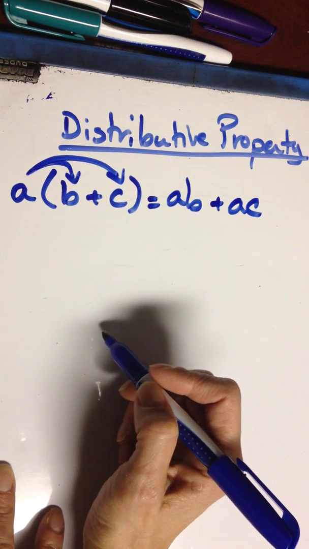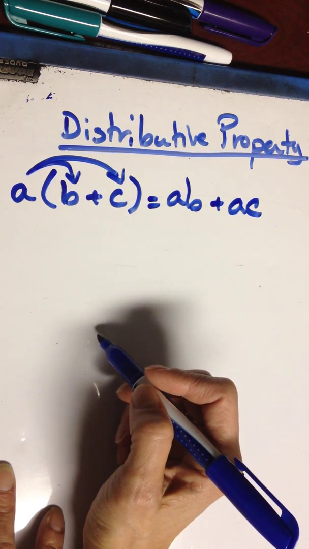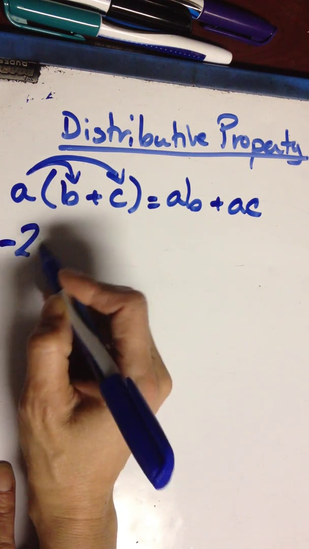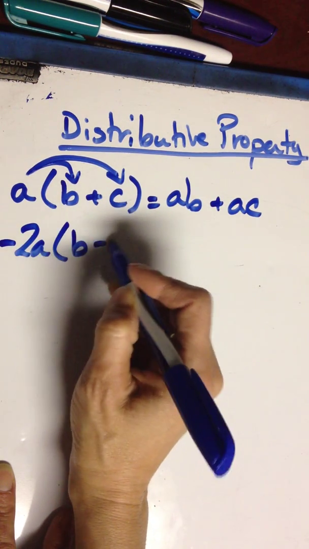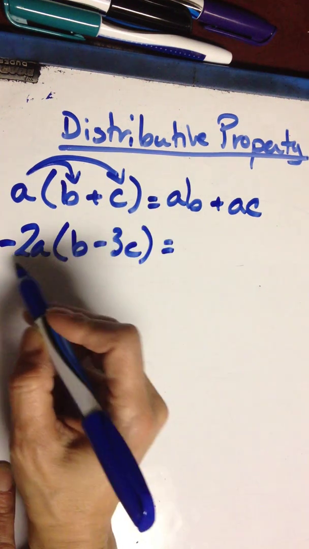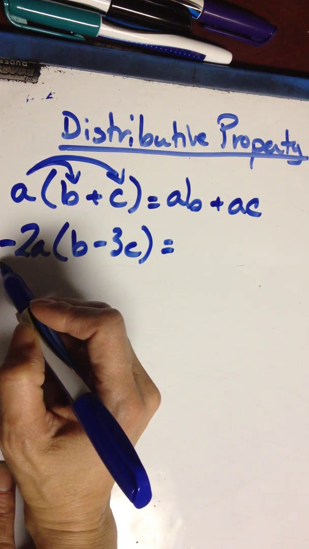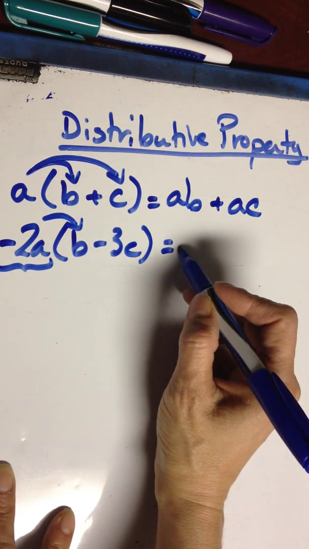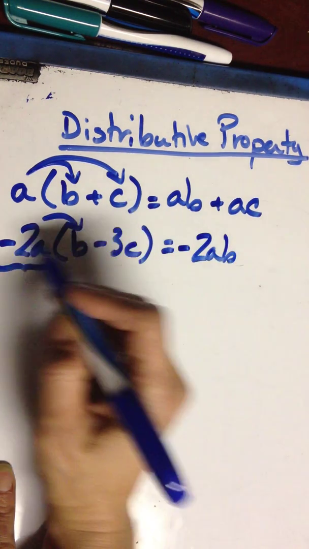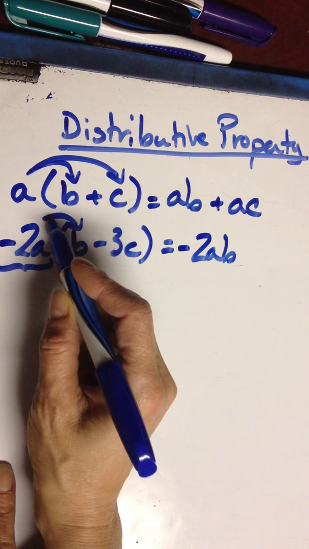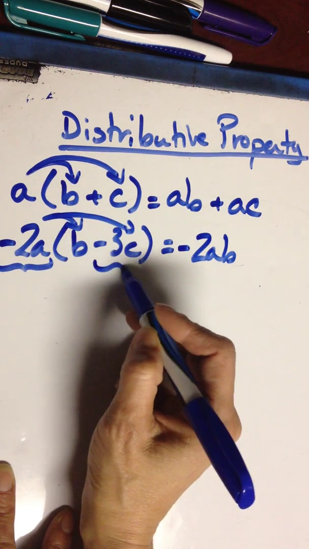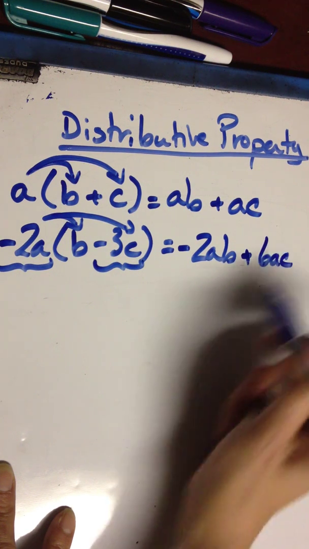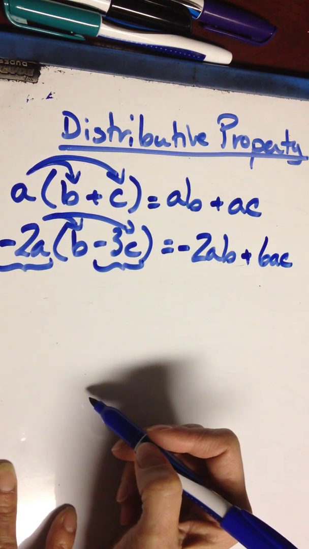What you have to remember is the signs. That is very important. This is where most students will make mistakes. For example, if I have negative 2A and then in bracket B minus 3C, I have to remember that I'm multiplying this term, which is a negative 2A, by the B, which makes this negative 2AB. And this is negative 2A times a negative 3C, making it positive 6AC. It's very important to remember that.